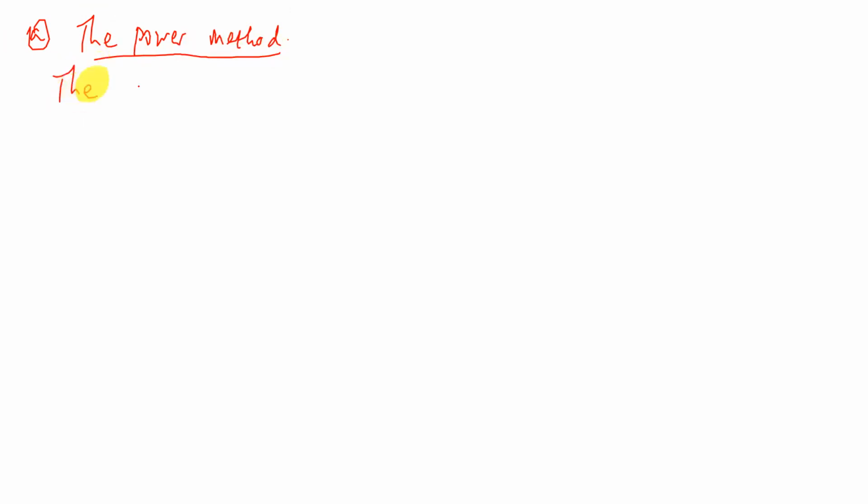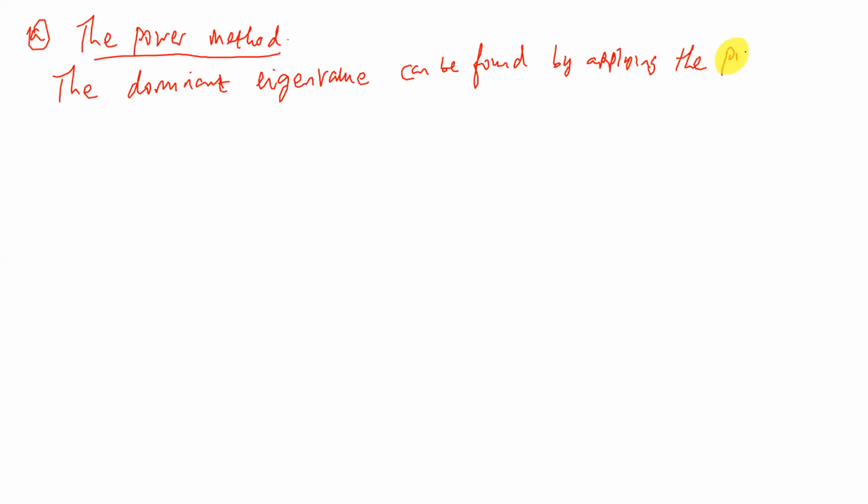So the dominant eigenvalue, I'm just going to describe this method first, can actually be found by applying the power method to the matrix A.